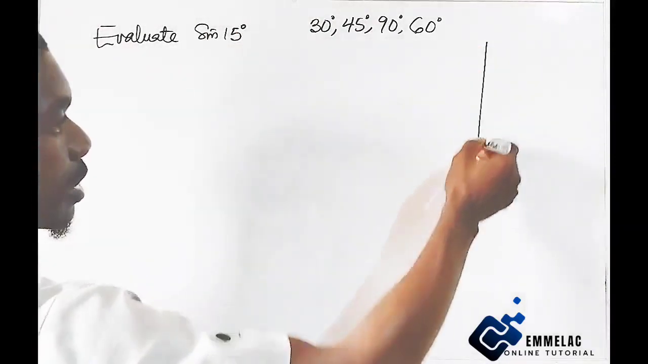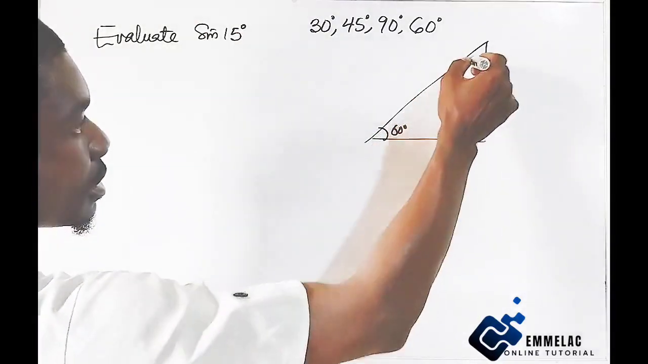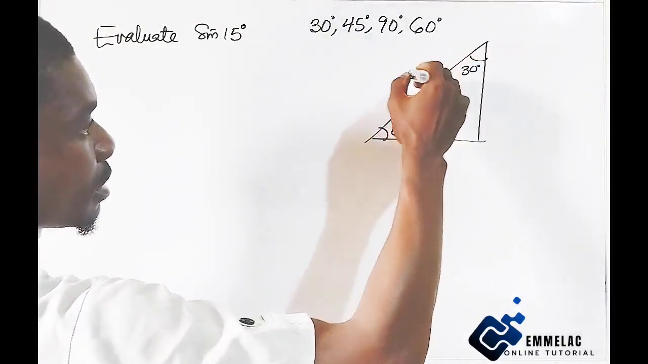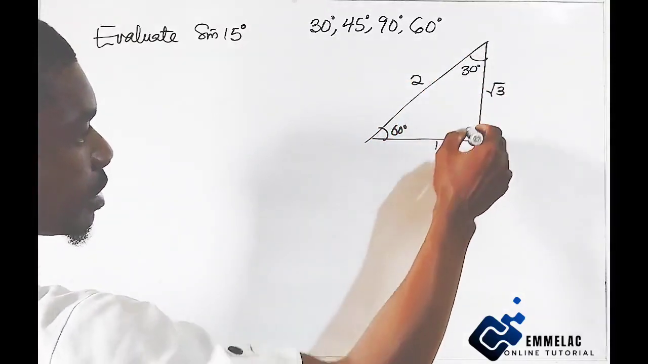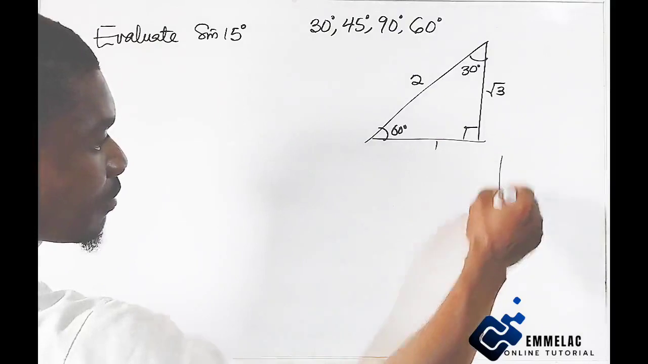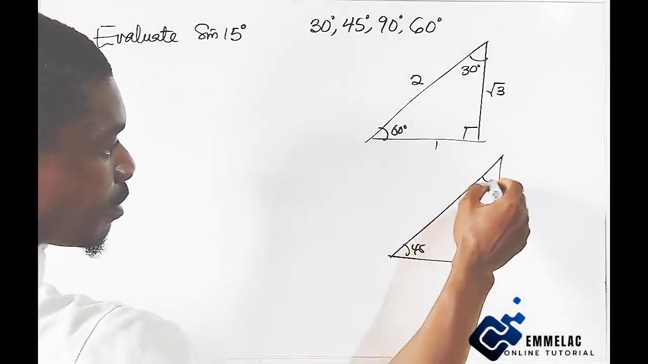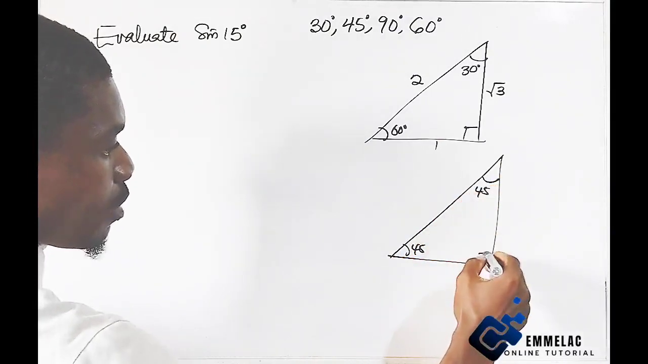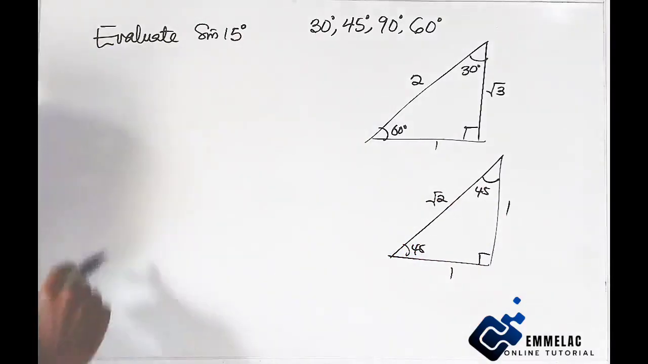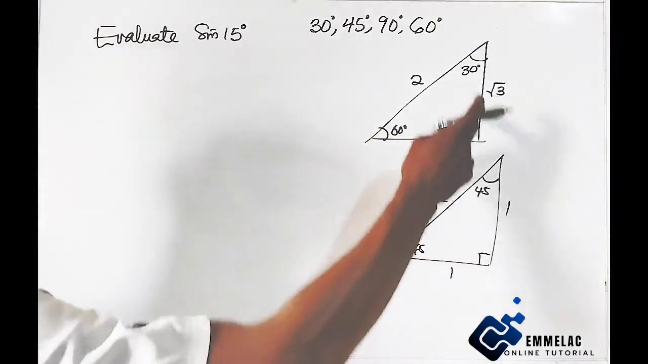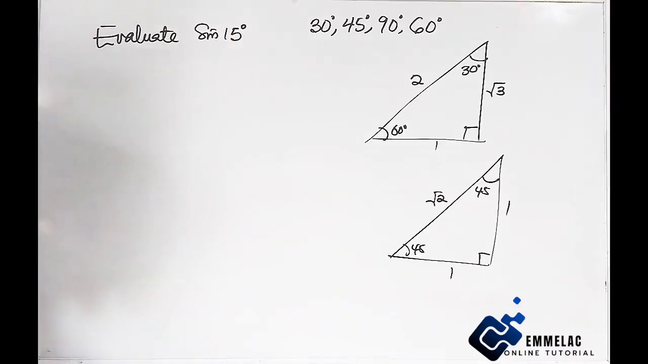Now using this trigonometric ratio triangle, this is 60, this is 30, with sides 2, root 3, and 1 for 30 and 60. For 45, we have 45, 45, and here we have 90, with sides root 2, 1 and 1. Out of all these common angles, there is no angle 15.